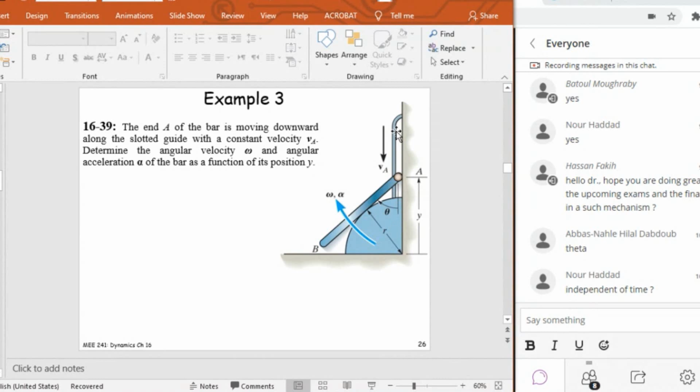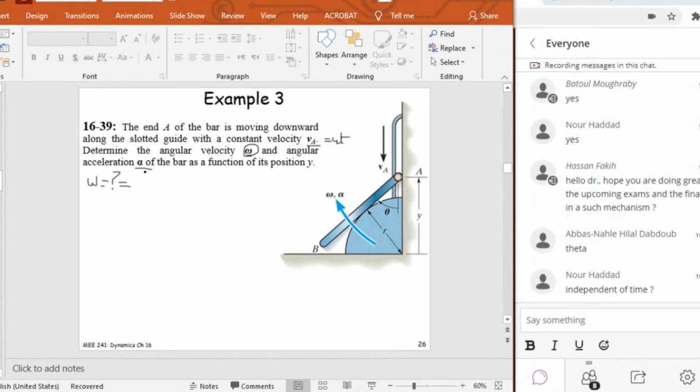The question is to determine, first of all, I know that this bar has a constant velocity VA, and this is a very important note. The velocity VA is constant. I need to determine the angular velocity omega and the angular acceleration alpha for the bar in terms of y.